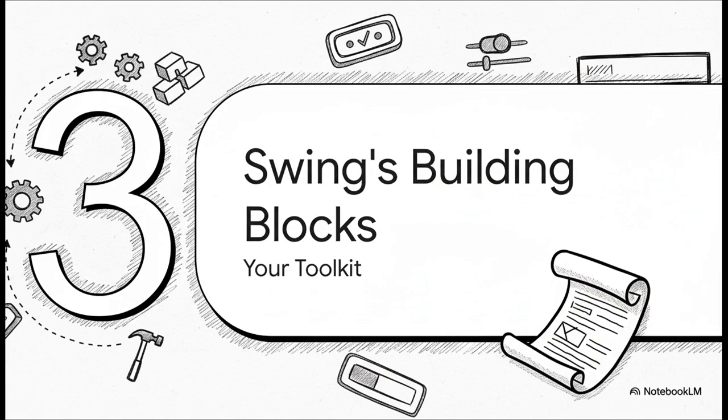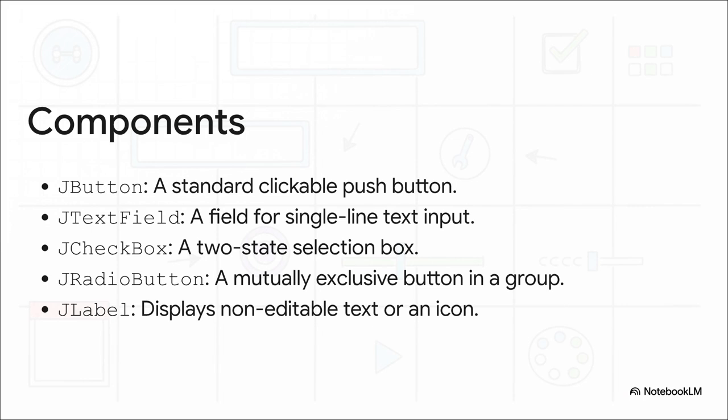Okay, that's enough theory. We know the history, we know the architecture. Now for the fun part. Let's actually open up the Swing toolkit and look at the pieces you'll be using to build stuff. First up, we have components. These are basically the Lego bricks of your user interface. You've got your classic JButton for clicking, a JTextField to let users type in text, JCheckBox and JRadioButton for options, and JLabel for just displaying some static text or an image.